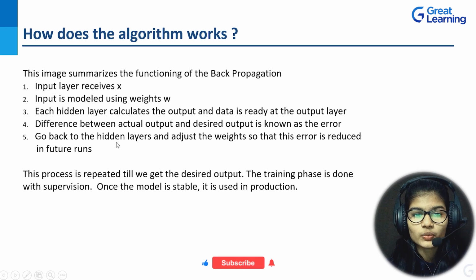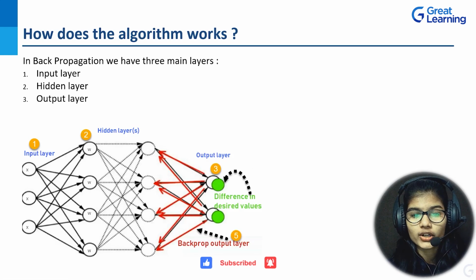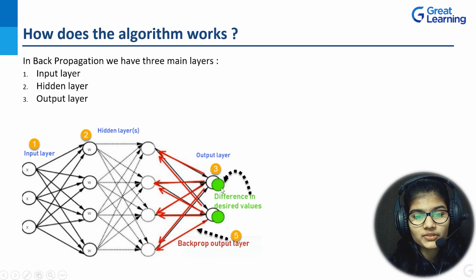Further, the difference between the actual output and the desired output is known as the error. I did already mention that whatever is your actual output and whatever is your desired output, the difference between them is known as the error. The difference between actual value and your desired value is known as the error.